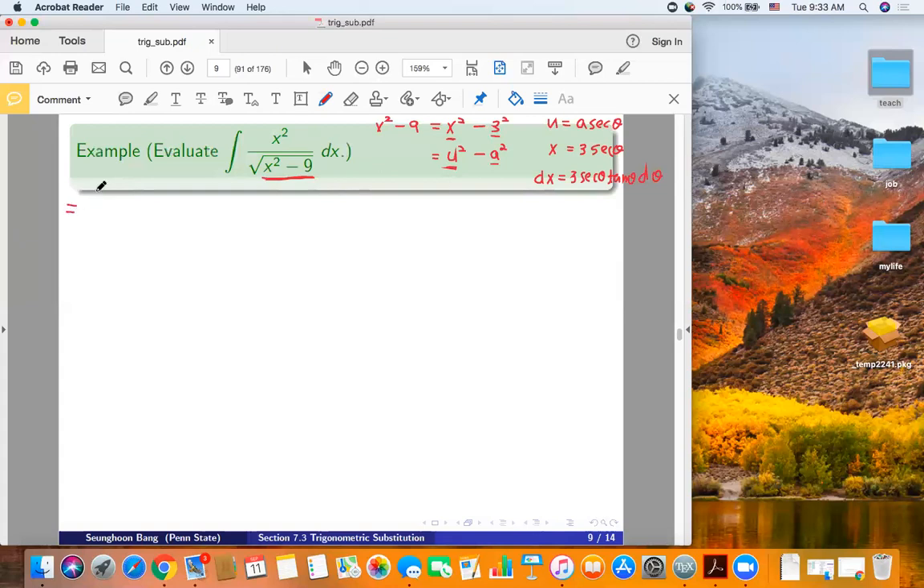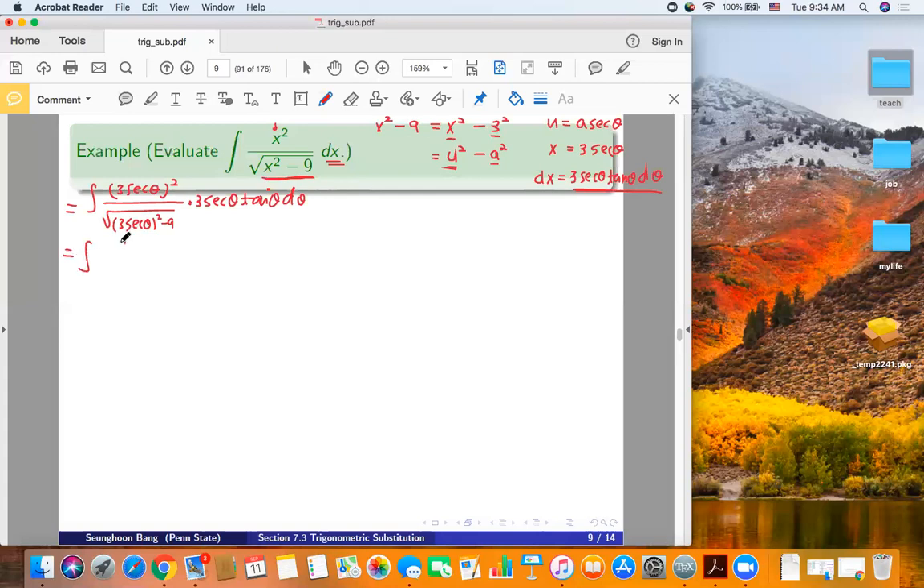This is the same as the integral. So x is 3 secant theta, so we use (3 secant theta) squared over the square root of (3 secant theta) squared minus 9, times dx, which is 3 secant theta tangent theta d theta. Next, you need to simplify.